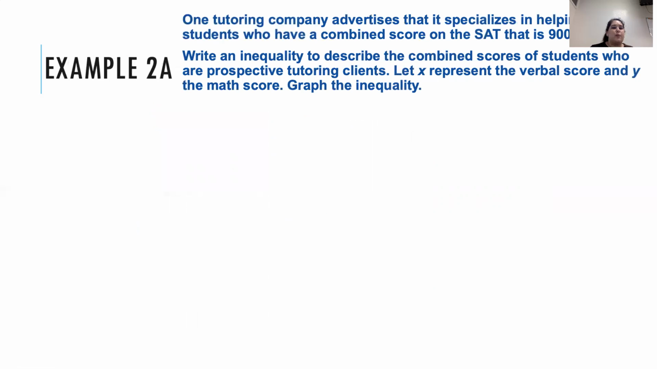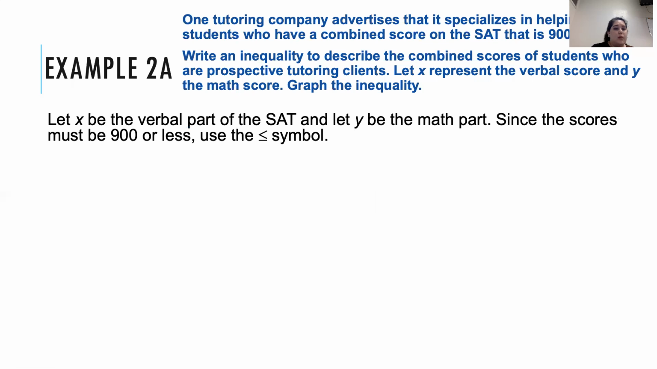All right, for example 2, we have the following statement. One tutoring company advertises that it specializes in helping students who have a combined score on the SAT that is 900 or less. Write an inequality to describe the combined scores of students who are prospective tutoring clients. Let x represent the verbal score and y the math score, and then graph the inequality. So we're going to let x be verbal and y be the math portion of the SAT scores. And since the scores must be 900 or less, we're going to use the less than or equal to symbol.